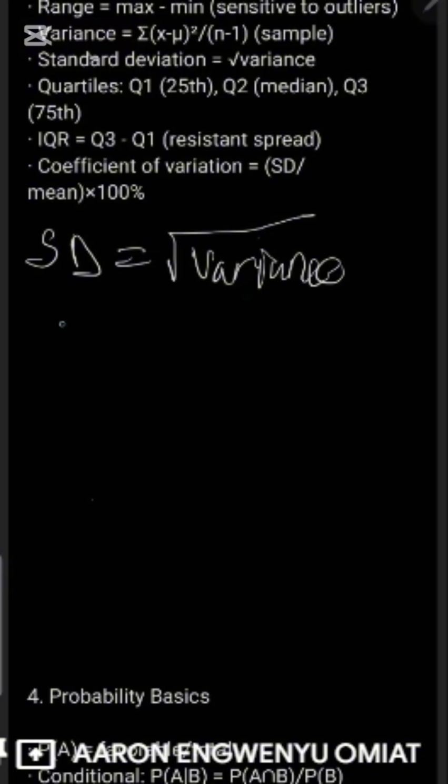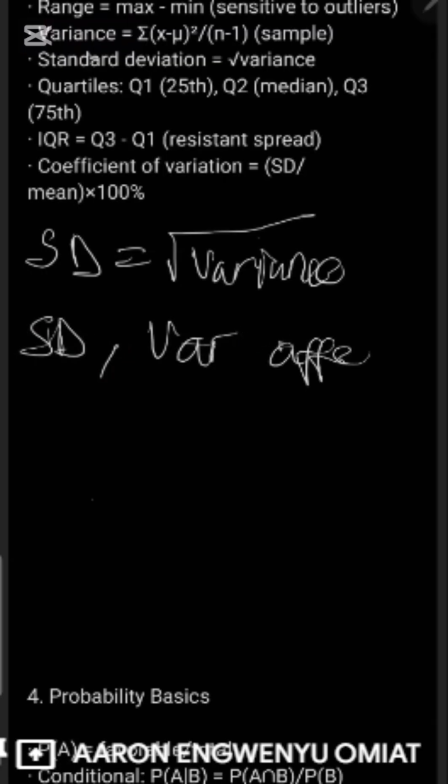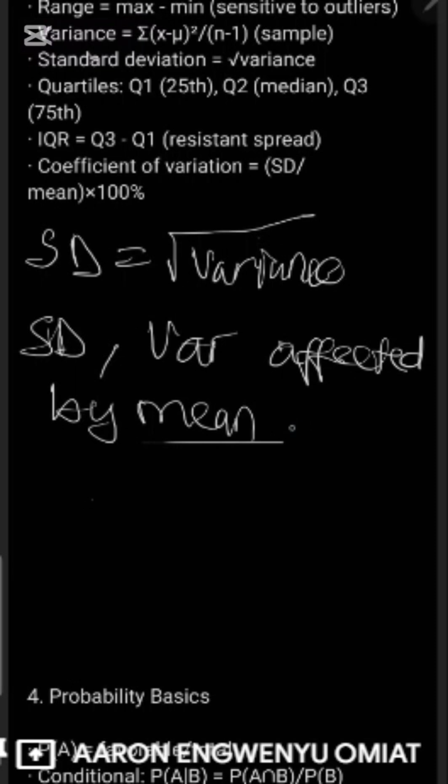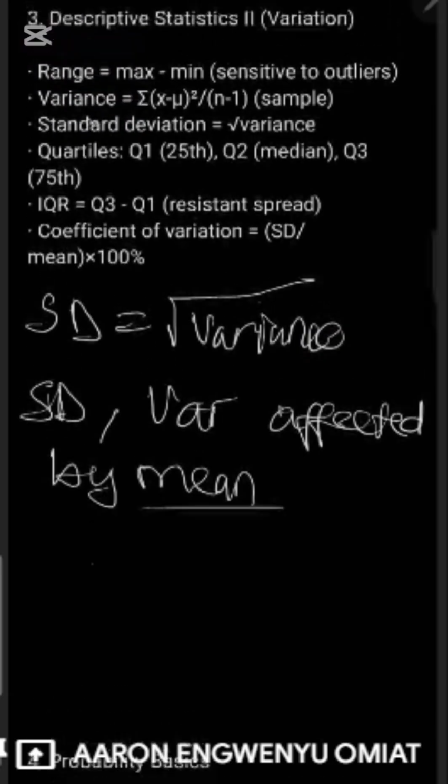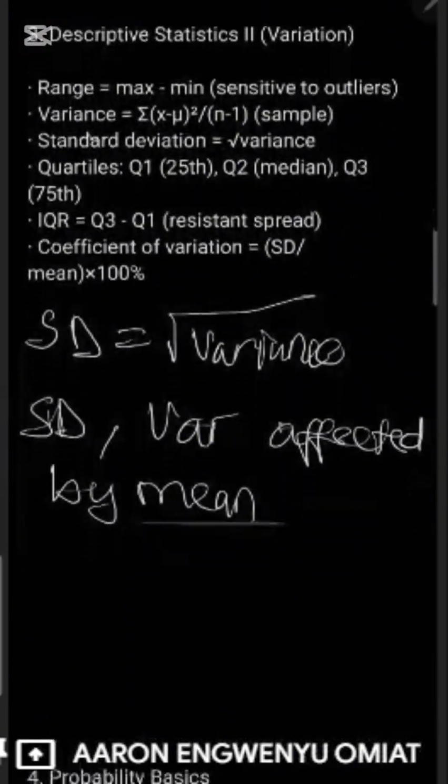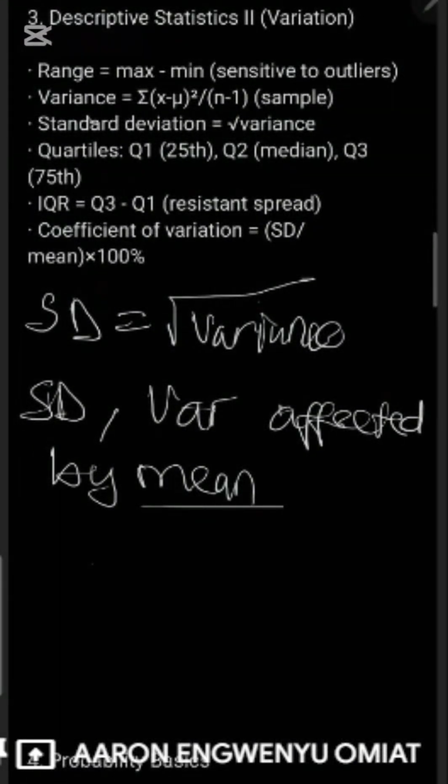You will notice that both SD and the variance are affected by the mean. What does this tell you? Remember, we say that the mean is sensitive to outliers. So if SD and variance are both affected by the mean, that means they are also sensitive to outliers, because in the formula of variance there is the mean. If you look at the formula of variance, you will see that you subtract the mean from x.